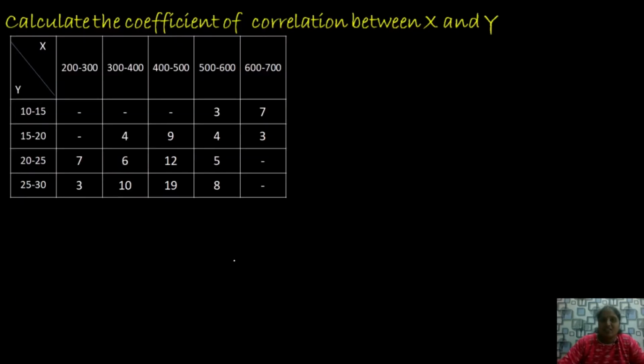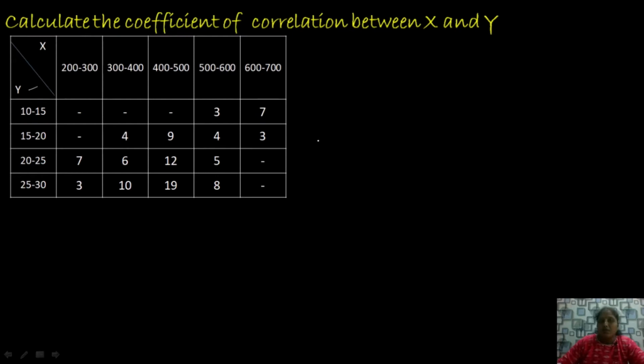With this short introduction, let me now move on to an example and discuss how to calculate the correlation coefficient for a bivariate frequency distribution. Here the values of x and y are both given in terms of class intervals. x takes the values 200 to 300, 300 to 400, 400 to 500, 500 to 600 and 600 to 700. Likewise, y takes the values 10 to 15, 15 to 20, 20 to 25 and 25 to 35. The corresponding frequencies are given here.